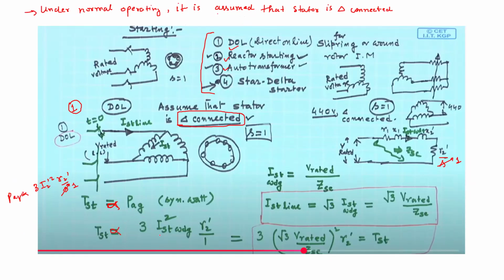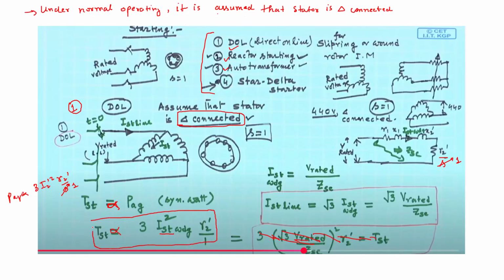So what is the I2 square? I2 square is the current in the winding. So this is I starting winding square into R2 dash by S, where S is equal to 1. So this is your starting torque. Let it be here. We are not using this value, so just for now, neglect this. So this is the starting torque and this is the starting current.